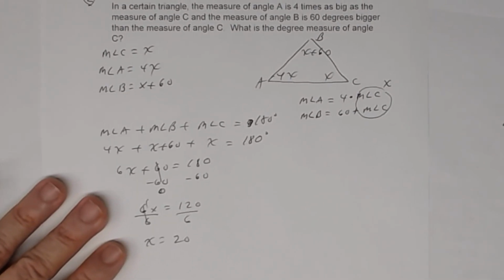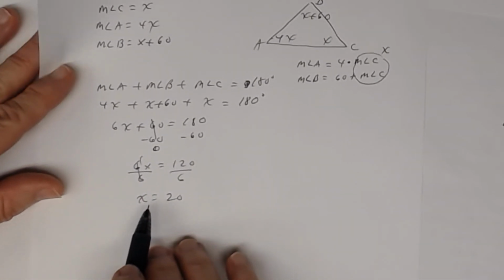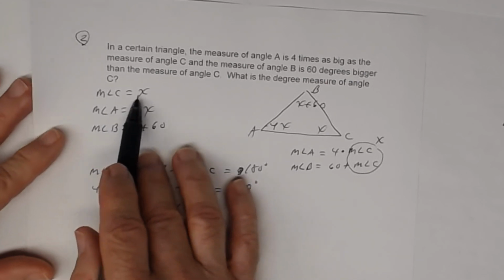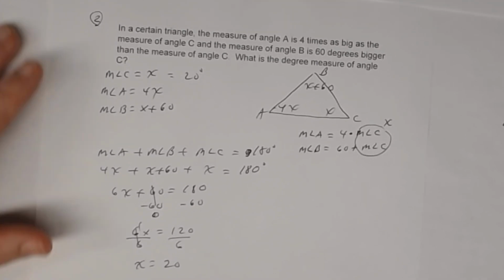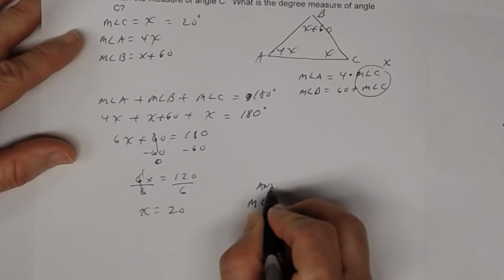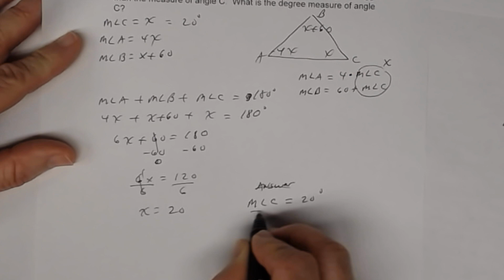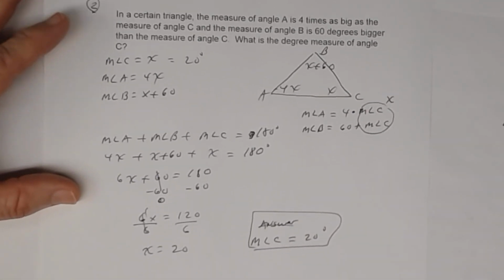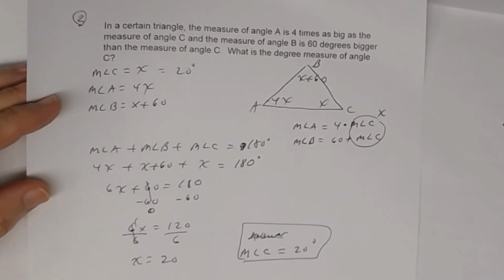All right, now make sure you answer the question. The question is, what is the degree measure of angle C? Well, first of all, what did x represent? X represented the measure of angle C, right? So we already found it. So the measure of angle C is 20 degrees. So your answer, you're going to say the measure of angle C equals 20 degrees. And that's it. Okay? So you had to use the fact that when you add up all the angles of a triangle, they add up to be 180 degrees. All right, so that was number 2.